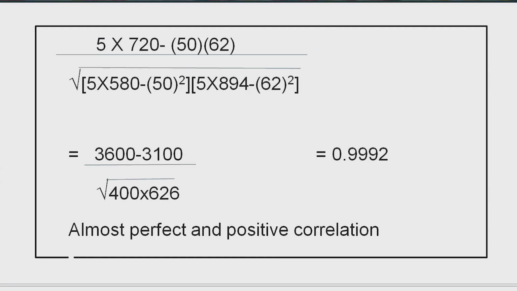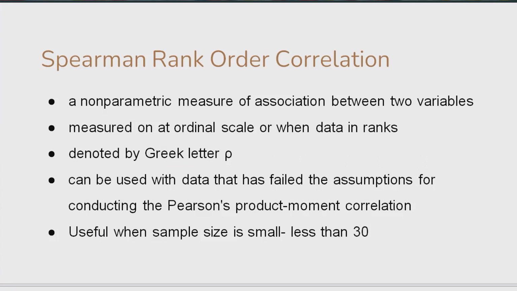Now we have covered 2 methods in the Pearson correlation. Now we will see the Spearman rank order correlation. Quickly I will just give you the assumptions of that. So it's a non-parametric measure of association between 2 variables. So when your data is in the form of ranks or is in the ordinal scale, then you can use the Spearman rank order correlation.